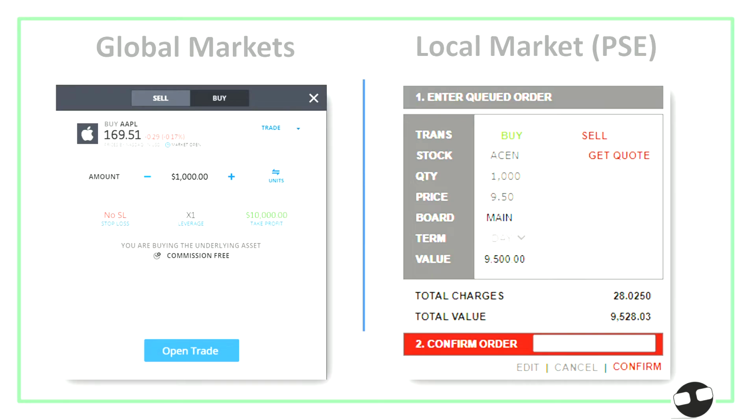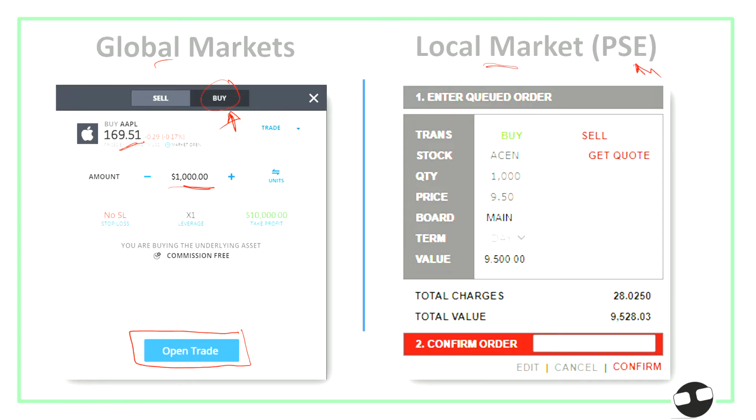Now, for example, in the global markets, we have here our position is buy. If you're going to buy Apple, for example, at let's say 169 and your trade size is about $1,000, you have here the button for opening the trade. Okay, so we deal with opening and closing a long position, which is equivalent to a buy position.